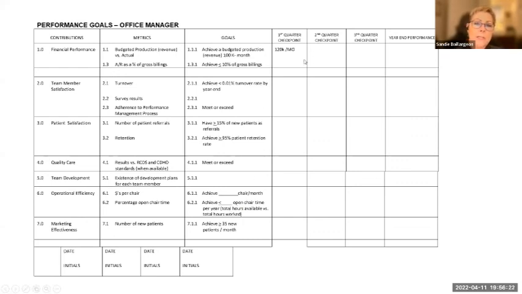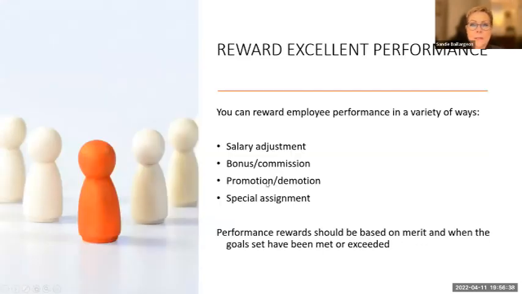At each quarterly checkpoint meeting, you would meet with the employees, and then you would also give a year-end overall performance. And at each checkpoint meeting, you could put the date, and they would sign their initials on their scorecard. It's like a little report card, basically. And then you can reward for excellent performance. So there's a variety of different ways that you can do this.